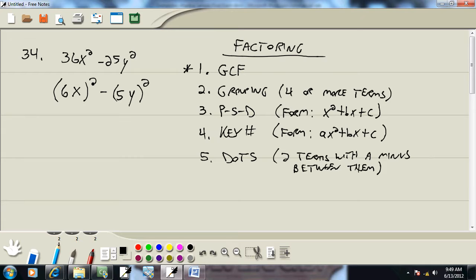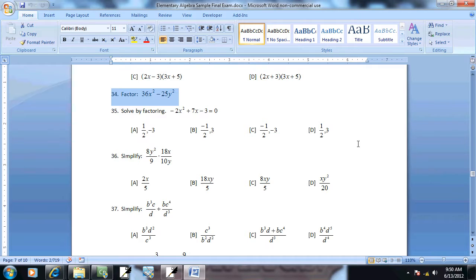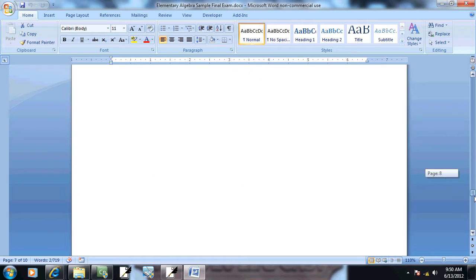Now there's actually a formula for this. I won't write it down though because it's pretty straightforward. You take what's inside of your first set of parentheses, you add what's inside your last, and you take what's inside your first set of parentheses and you subtract what's in your last. And that's our answer. Now this particular one on this study guide wasn't multiple choice. I'm not sure why, but if we go back and look at our answers, yeah, we got 6x plus 5y, 6x minus 5y. So it checks.